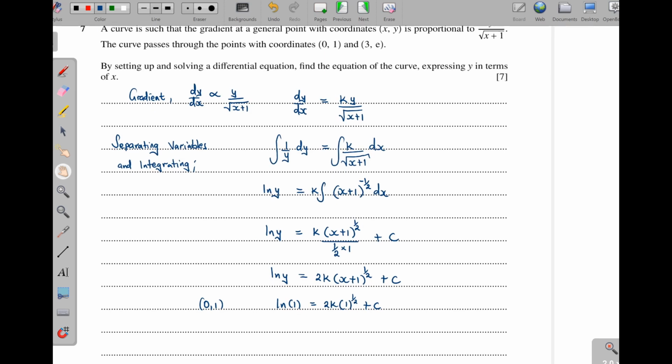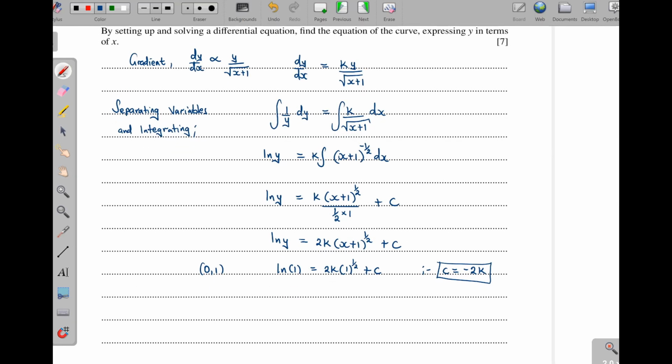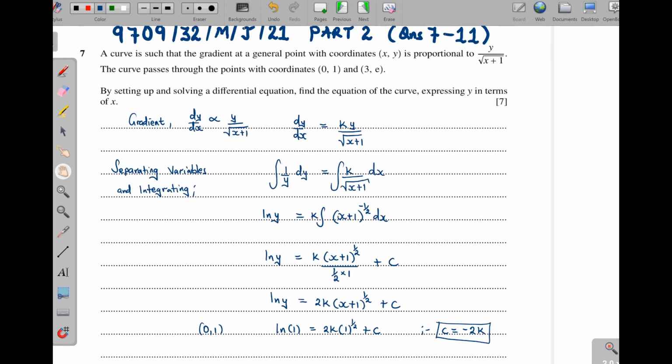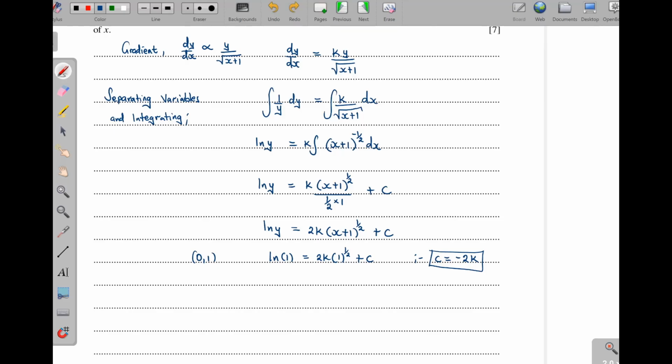So what does this imply? That, of course, this one is a 0. Then when this one comes this side, it will be a negative. So therefore, c shall be equal to negative 2k. You see that? I keep this one here. I will need it somewhere. Then we are also going to use this other point here, (3, e). So we shall put here 3 and then e.